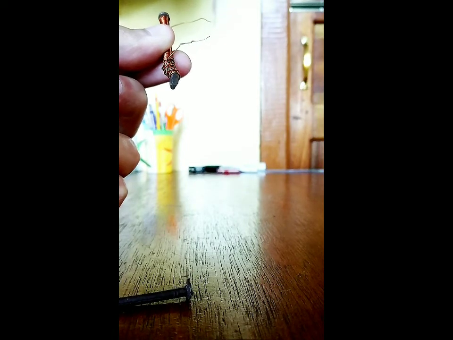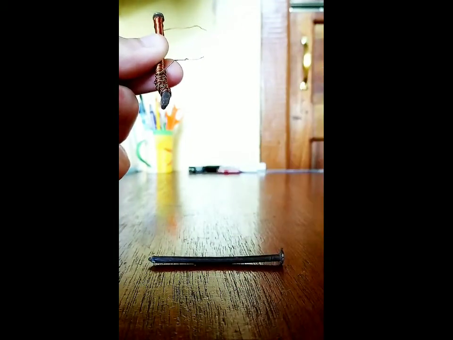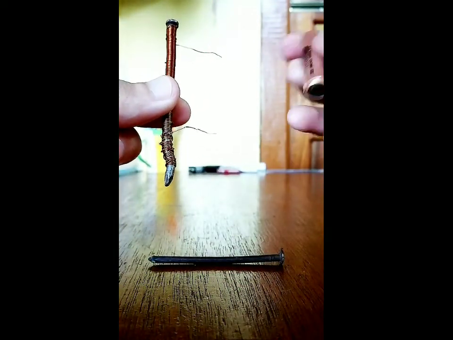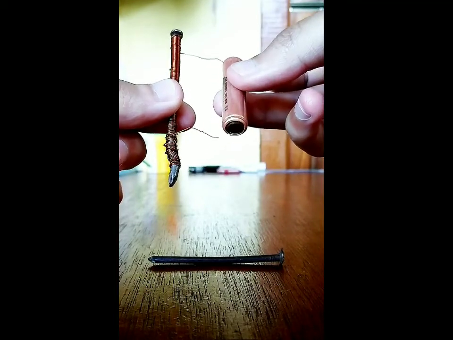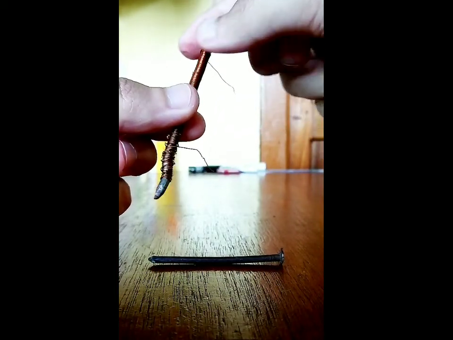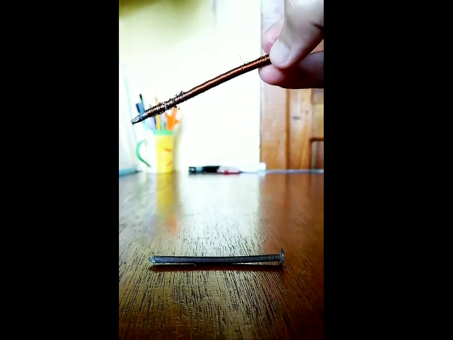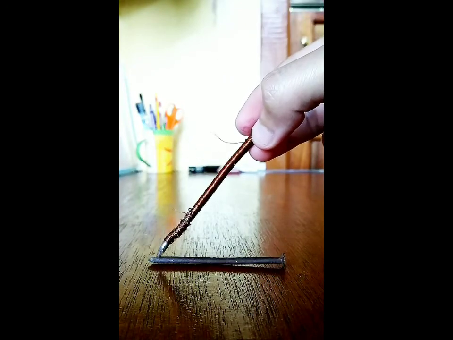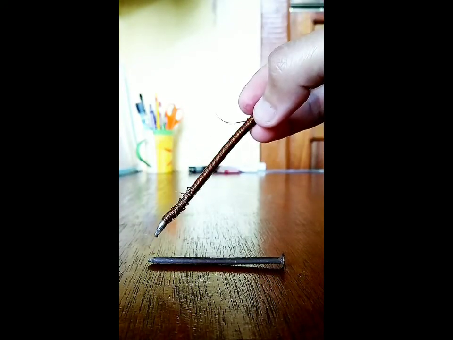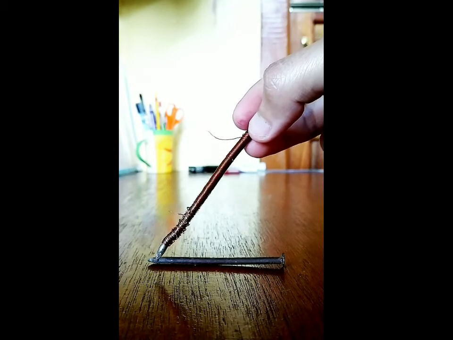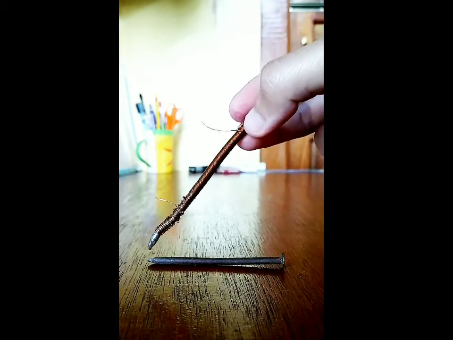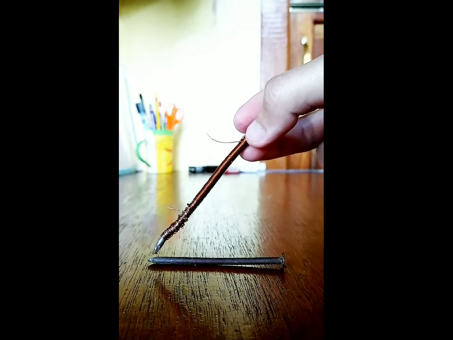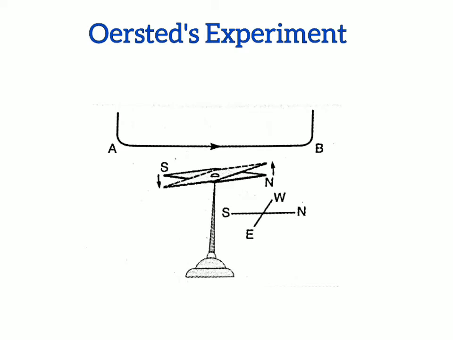This is because there's no current flowing in the copper wire. So if there's no current, there's no magnetic field. Hence, there's no magnetic effect of this current. So this nail will not be attracted towards the other nail. Even if I bring it close, you can see here, it does not have any attraction. Only if there is current flowing in the copper wire, there is an attraction. The nail will be attracted towards the other one. So we have seen the magnetic effects of current.